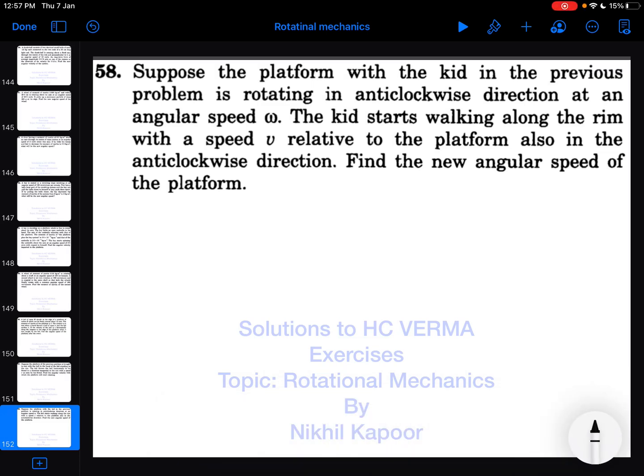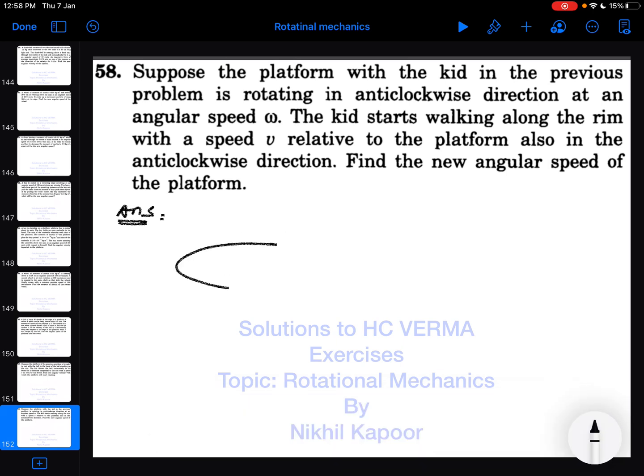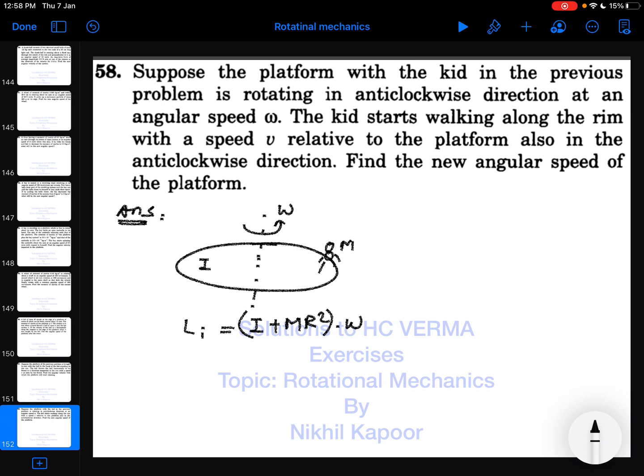So let's start with the 58th example. Now what is said: suppose the platform with the kid in the previous problem is rotating in an anti-clockwise direction at an angular speed omega. That is the platform, its inertia is already given, I, in the previous problem. This is the kid of mass m, and both are rotating with omega. So the initial angular momentum of the system will be equal to inertia of platform plus inertia of the child, into omega with which it is rotating.